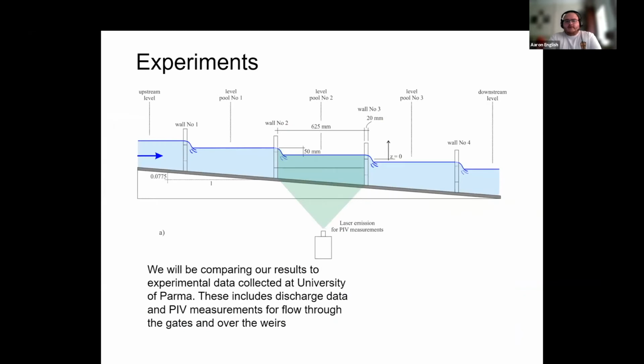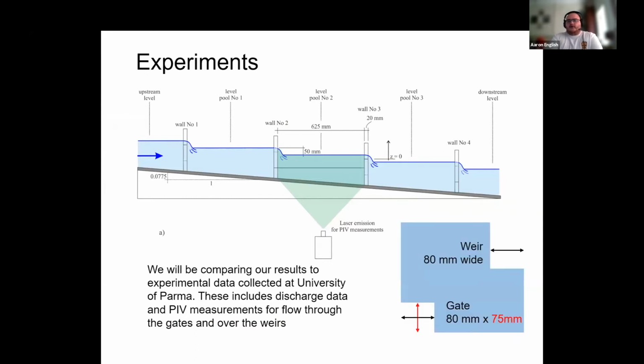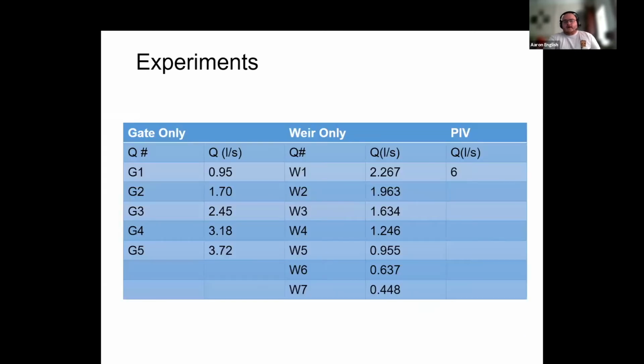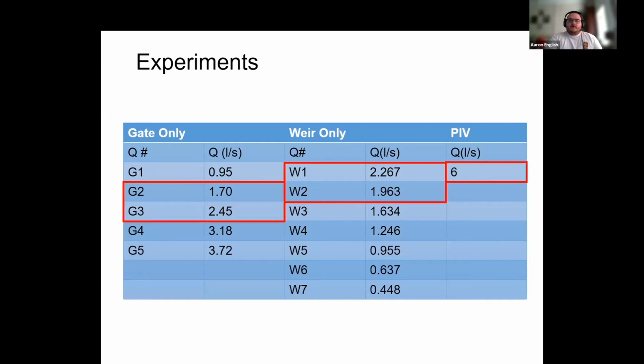So from this, we were comparing some experimental results from the University of Parma. As you can see, we've got a number of walls blocking the flow. Each wall has a weir and a gate, and they alternate. So if you've got a gate on the left-hand side, on the next wall the gate will be on the right-hand side. Through the experiments, there was quite a number of results we could compare to. For the paper, we just worried about these 5.